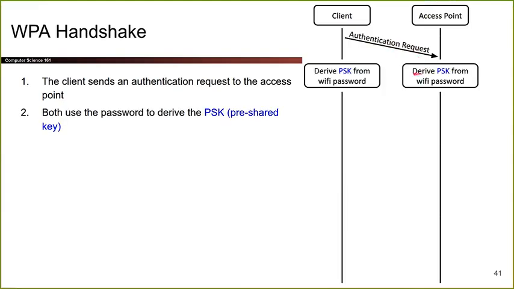Now, the access point and the client should both know the Wi-Fi password, right? The access point is on the network, so they know the Wi-Fi password. If you are authorized to connect, you'll know the password here. If you're not authorized, you will not know the password here. But assuming we are authorized, we'll use the Wi-Fi password to derive something called the pre-shared key, or the PSK.